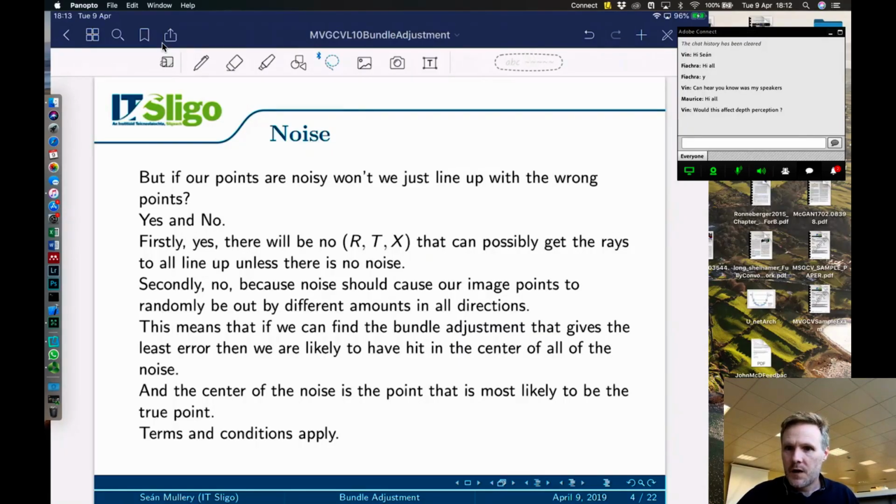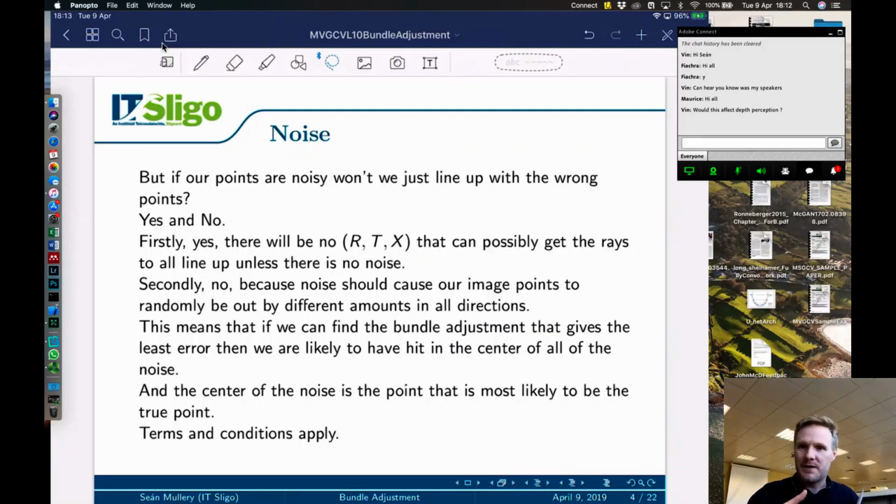So Vin is asking, would this affect depth perception? So absolutely, right. So bear in mind that your rotation, your translation tells you how far different camera views are apart, and they're trying to see some 3D point. We're now guessing our rotation, our translation, and our 3D points. And what we're saying is, given our 3D points, if we take our guess for our rotation and our guess for our translation, where does that end up inside the frame? And then we measure the difference between that and where the actual point is in the frame, and we try and minimize that.